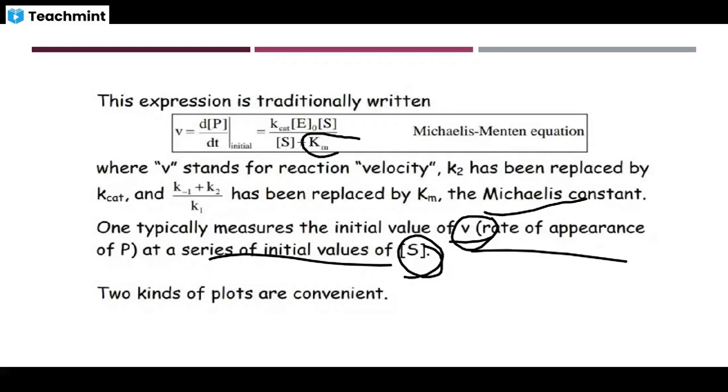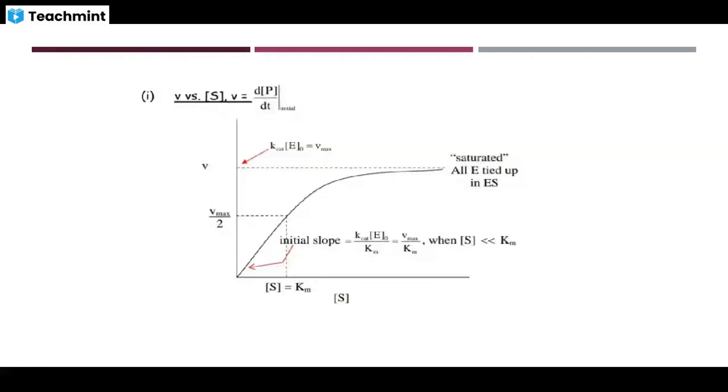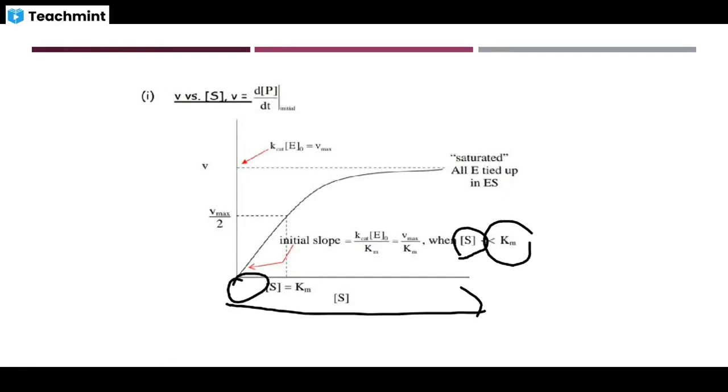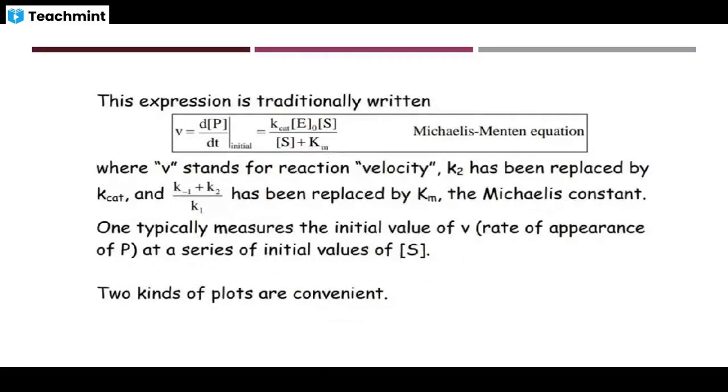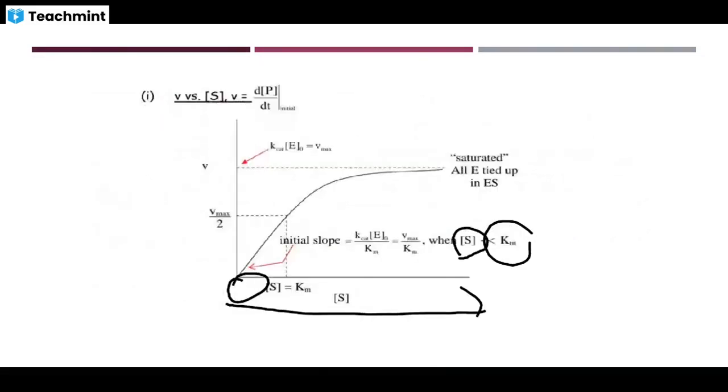Two kinds of plots are convenient. Here, the initial slope is when the substrate concentration is very small. When the substrate concentration is very small, you can neglect the substrate concentration in the denominator. Then the rate is nothing but k catalytic E0 divided by Km, S. That is the initial slope.